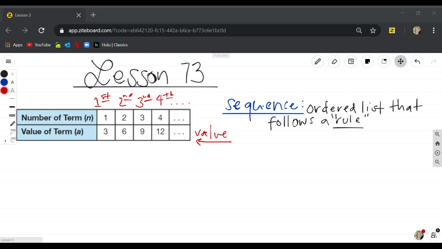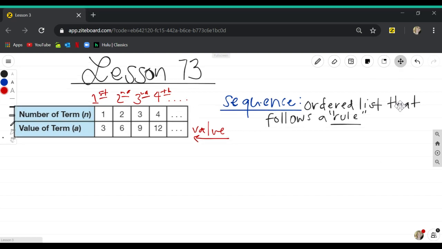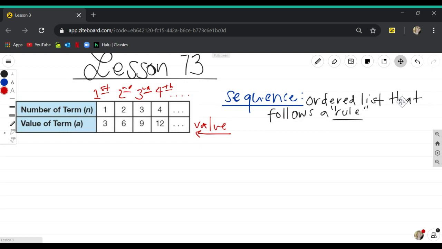Hey guys, so in this lesson, we'll be learning about sequence. A sequence is an ordered list that follows a rule. So let me go ahead and put this in outline. Let's take a look at this one.